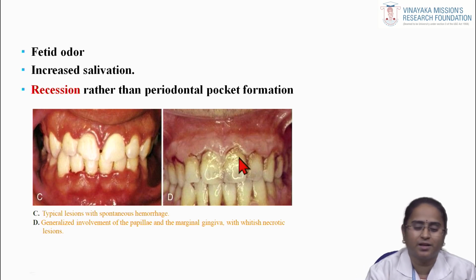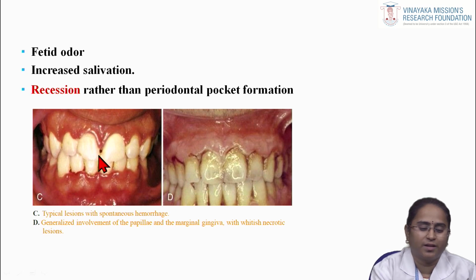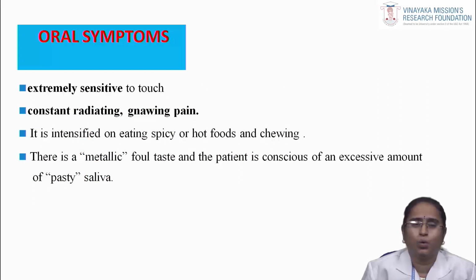Here we can see these are the lesions which involve the marginal gingiva and interdental papilla. Here you can see the interdental gingiva with a crater formation. Coming to the oral symptoms, these lesions are extremely sensitive to touch and there will be a constant radiating and gnawing type of pain, which will be intensified by eating spicy or hot foods, and difficulty in mastication, and there will be a metallic foul taste and the patient will have a pasty saliva.